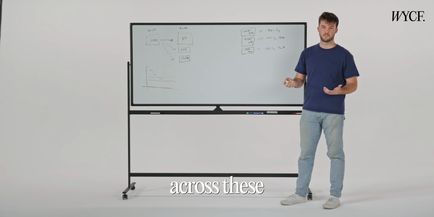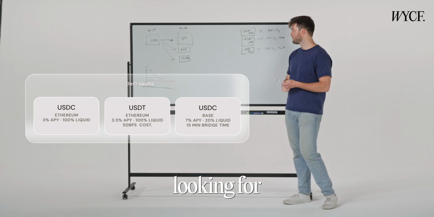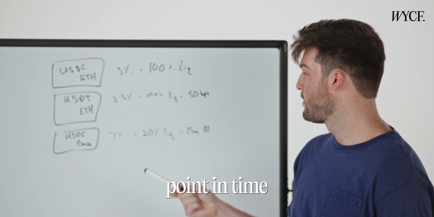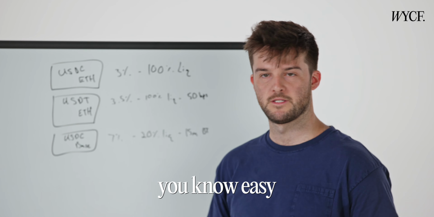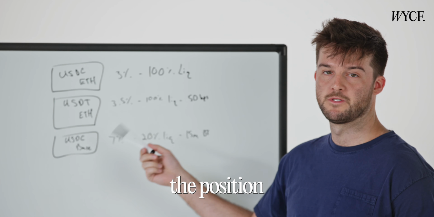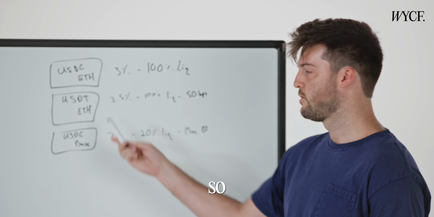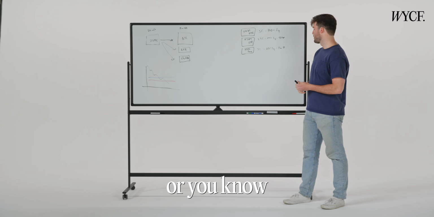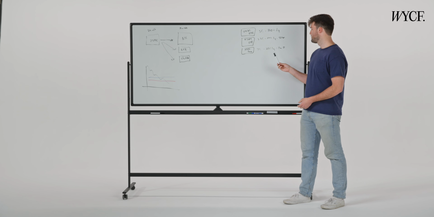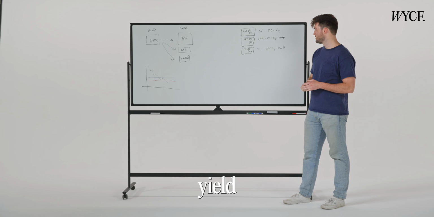How do we allocate across these 3 markets? For a user who is coming in looking for a target yield profile and a target liquidity profile, that point in time decision can be easy. I want high yield. I'm going to have the position open for a long time, so an immediate execution cost is no issue. So I'll go to USDT. Or, liquidity: I have a small position, or I'm comfortable with the liquidity risk. I'll go to USDC on Base for a higher yield.